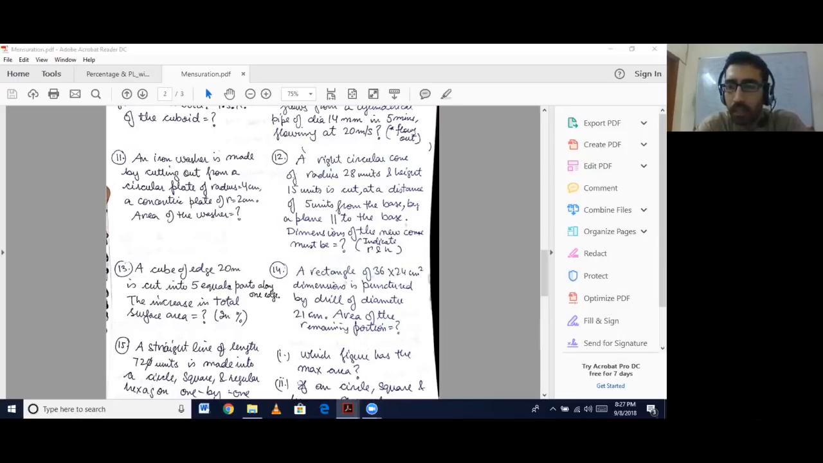Minus the area of the circle, which is pi r square. R, of course, is 21/2, so 10.5. Let me just write 10.5 square. It's that simple. This is the answer to question 14, without a shadow of doubt. And of course you can take pi as 22/7, and I'm sure that's going to give you a proper value because 21 is a multiple of 7.